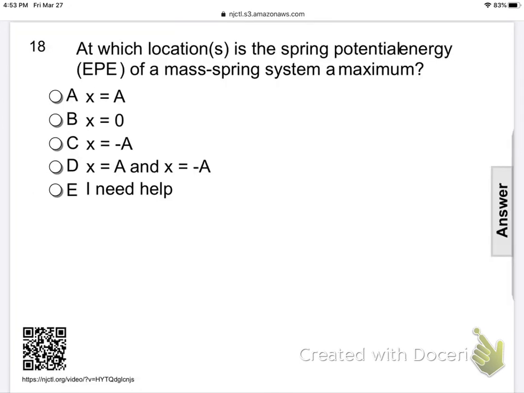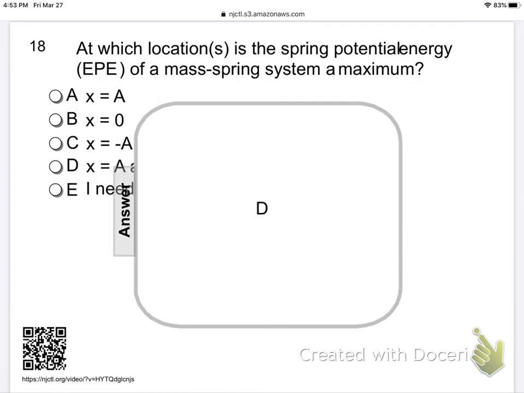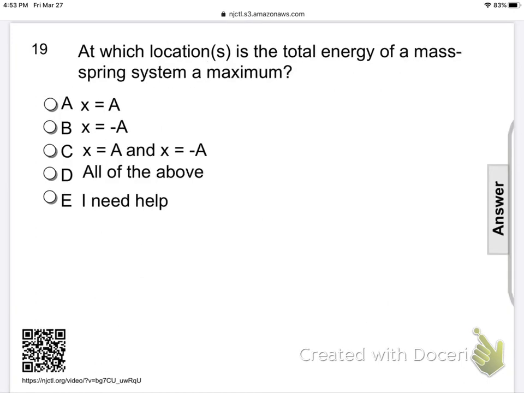At which location is the spring potential energy, or EPE, at a maximum? Well, you're going to have tremendous spring energy when you're squashing the spring all the way or when you're stretching it. So that's going to be either stretching the spring all the way or compressing it all the way. So D would be your best bet. At which location is the total energy of a mass spring system a maximum? Well, guess what? The total energy of a mass spring system, we said, never changes.